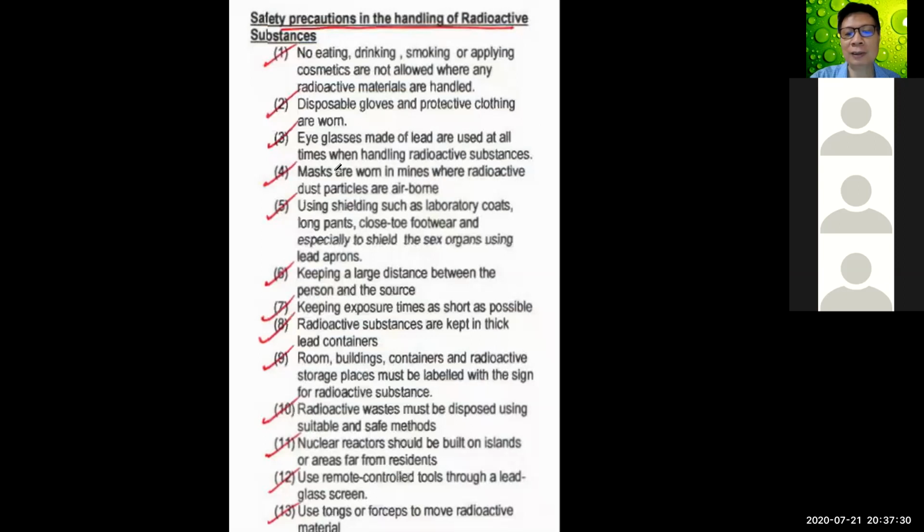Mask, must wear a mask. Masks are worn in mines where radioactive dust particles are airborne when it mixes with the air. Okay, you have to wear mask. Number 5, using shielding such as lab coat, long pants, closed footwear, and especially to shield the sex organ. You see, I told you, sex organ have to be protected, using lead apron. Always when you're handling this kind of thing, you must wear a lot of these protective things.